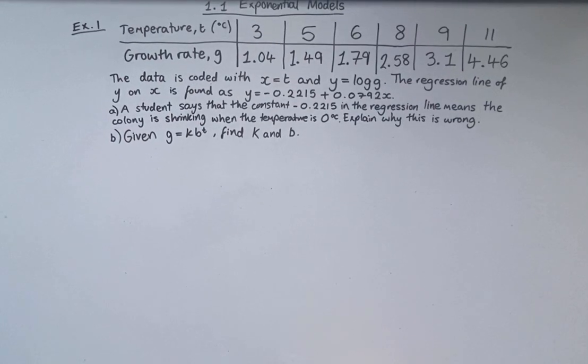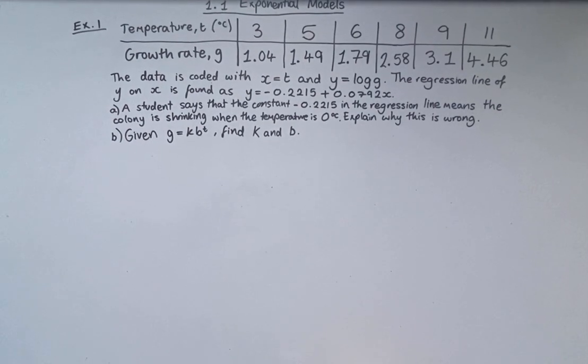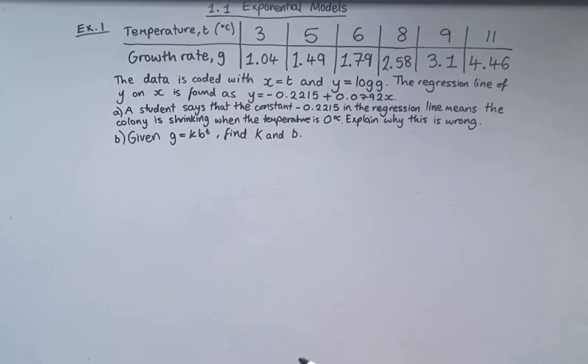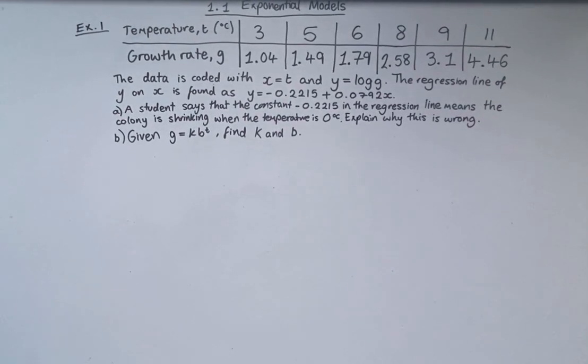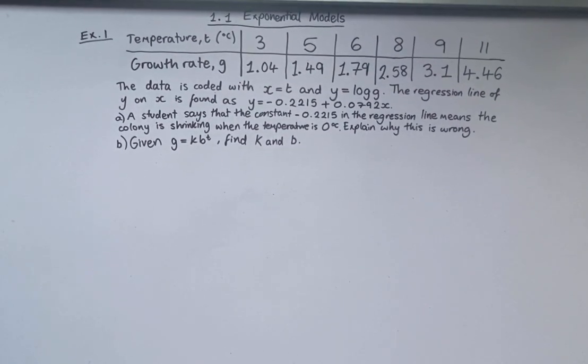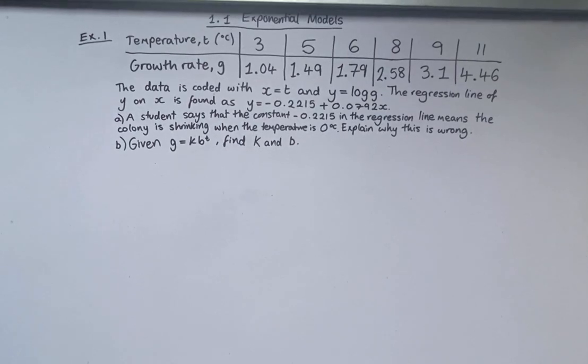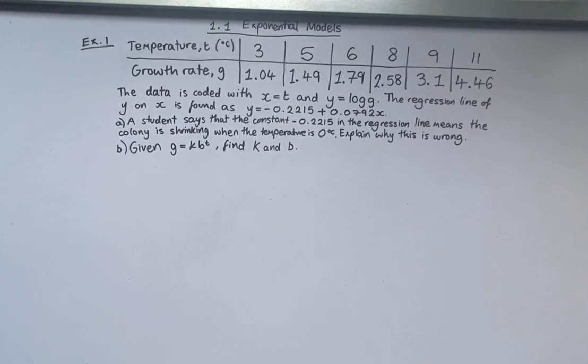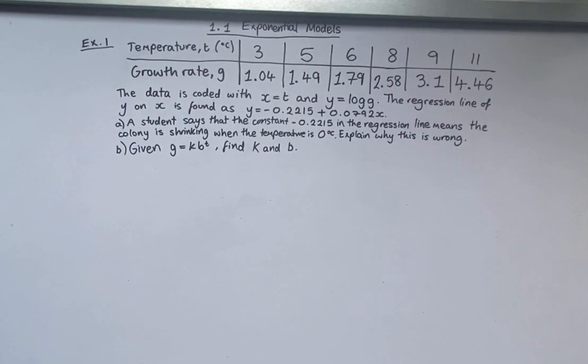The table shows the data collected on the temperature in degrees Celsius of a colony of bacteria and its growth rate. The data is then coded with variable changes x is equal to t and y is equal to log of g. The regression line of y on x is found as y is equal to minus 0.2215 plus 0.0792x.